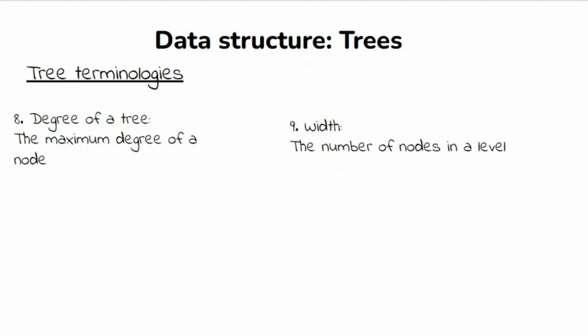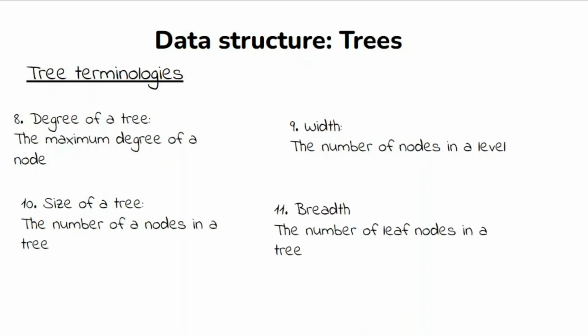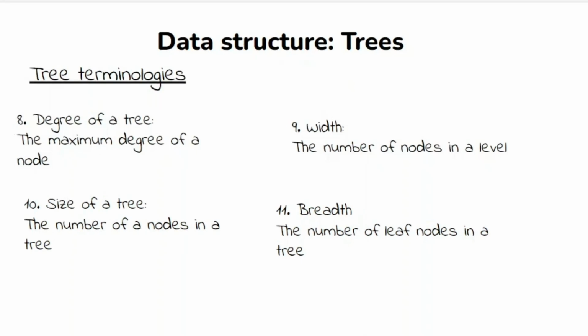So we've seen how to calculate the levels of a tree. Now the width is going to be the number of nodes in a level, and the size of a tree is the number of nodes in a tree, all of the nodes in a tree. And we also have breadth, which is the number of leaf nodes, that is nodes without children in a tree. Now there are other terminologies, but these are basic terminologies that you would often come across out in the world when you're trying to solve data structures and algorithm problems.